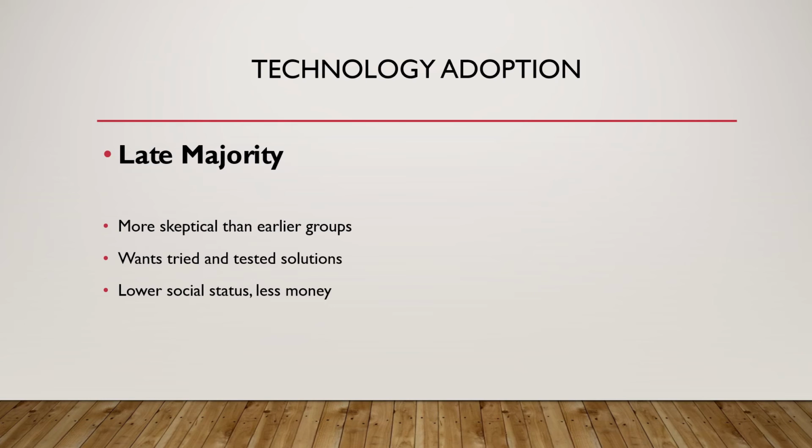Late majority also represents 34% and wants a tried and tested solution and is more skeptical of new products than the other 3 groups. This group has a lower socioeconomic status and adopts later than the average customer and will wait until the price has dropped on the product.